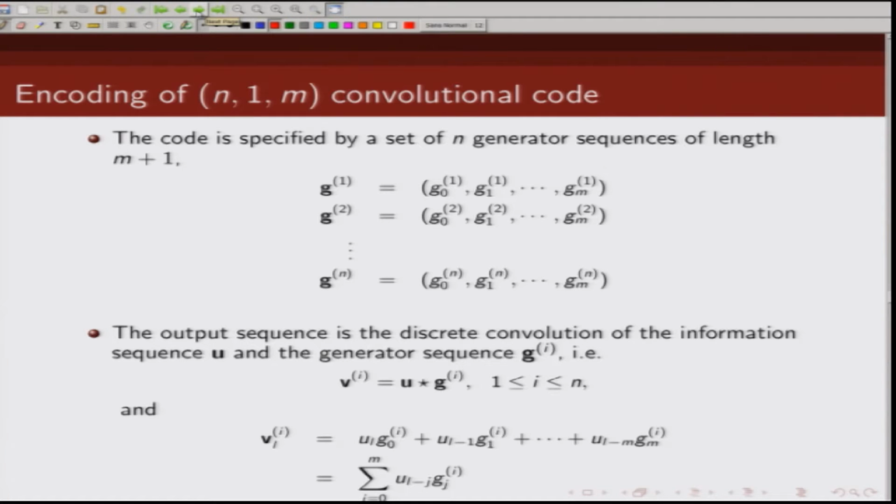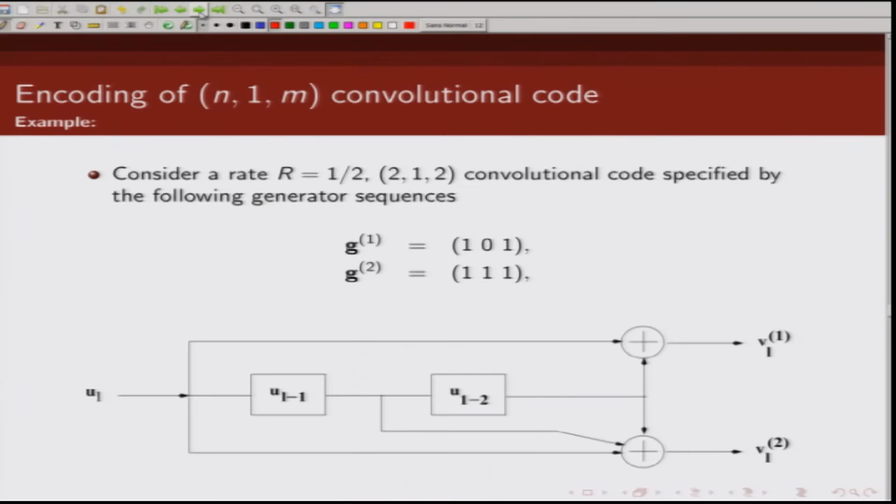And what is my output then? My output is nothing but a discrete convolution of the information sequence with this generator sequence. So, if my code has memory m, then I can write this discrete convolution in this particular fashion, and that is basically my output sequence, which is the discrete convolution of the input sequence with this generator sequence. Now, let us take an example.